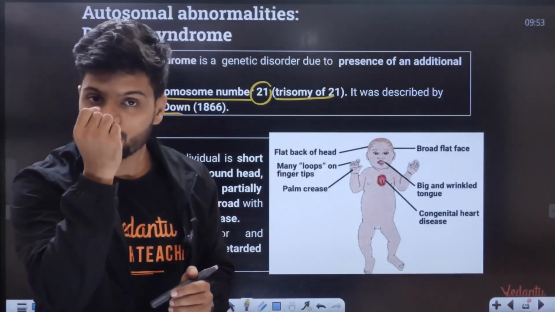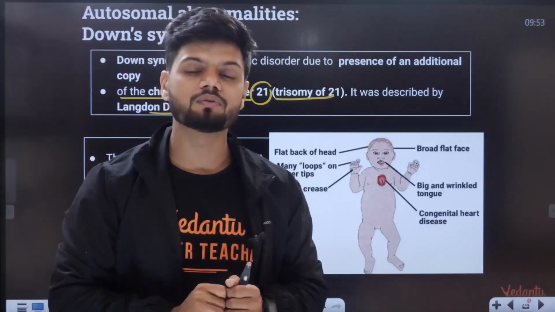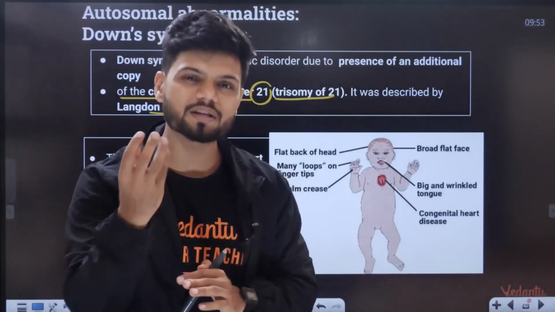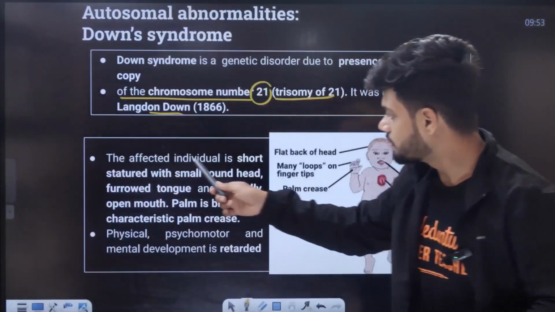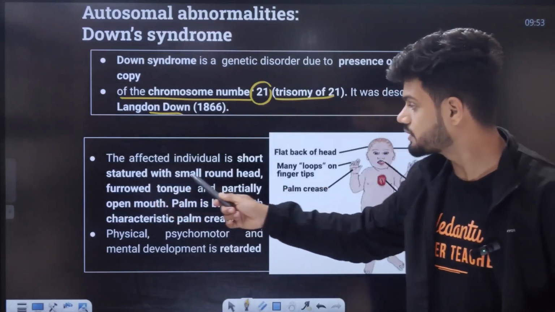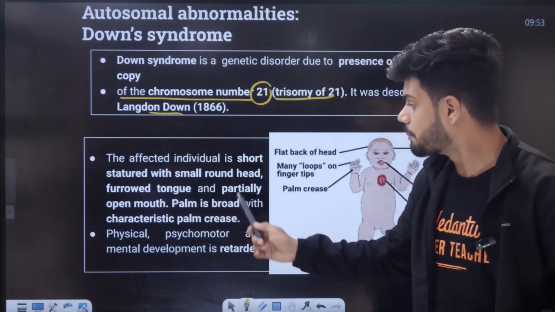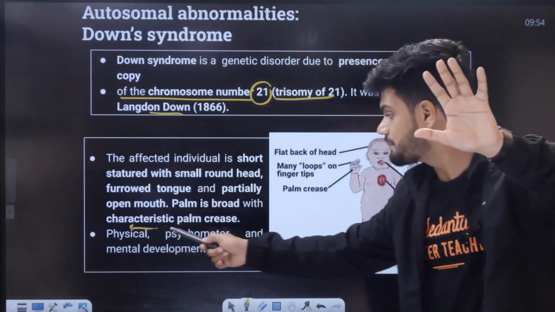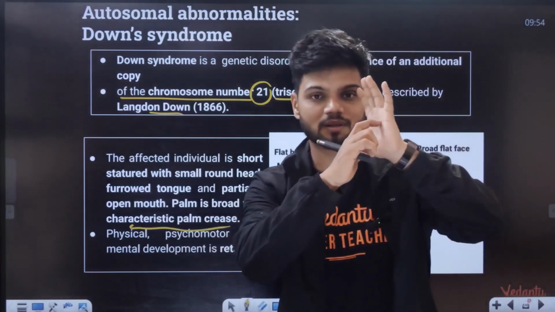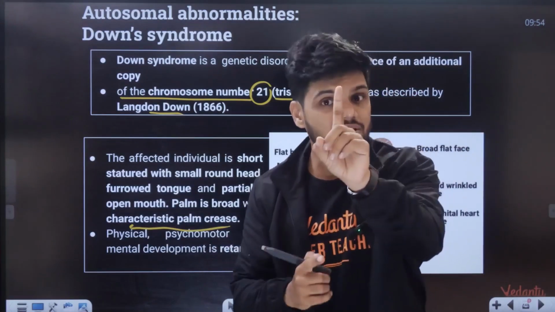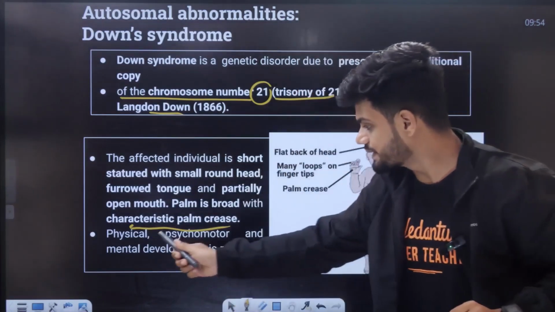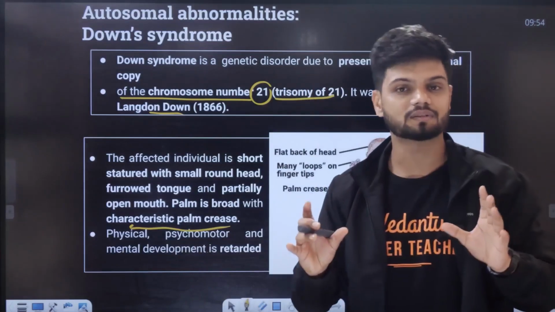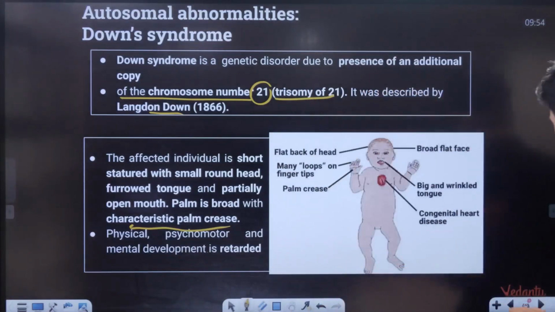What happened because of one extra chromosome here? Because of one extra chromosome at the 21st position, children have a short head with a small round head, furrowed tongue, partially opened mouth, palm is very broad, and palm creases, lines on the hand, because of one extra chromosome. Physical, psychomotor and mental development is completely retarded here. That's it, development is affected. That is Down syndrome.